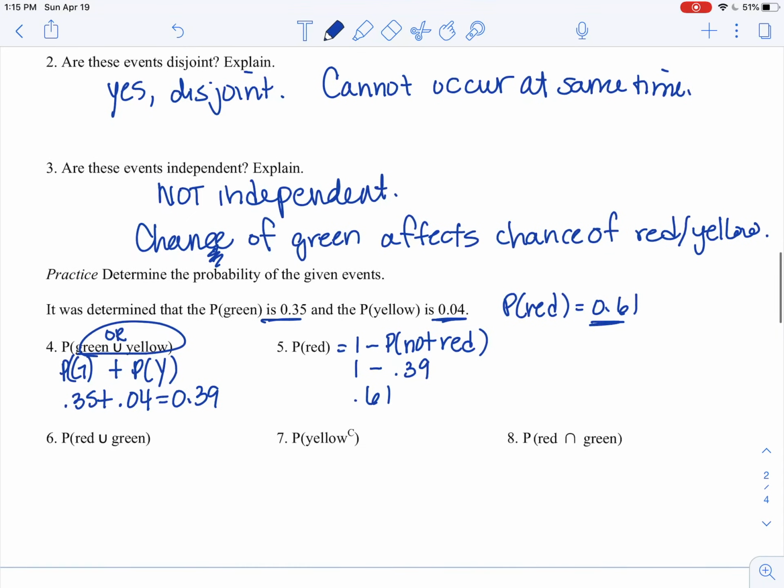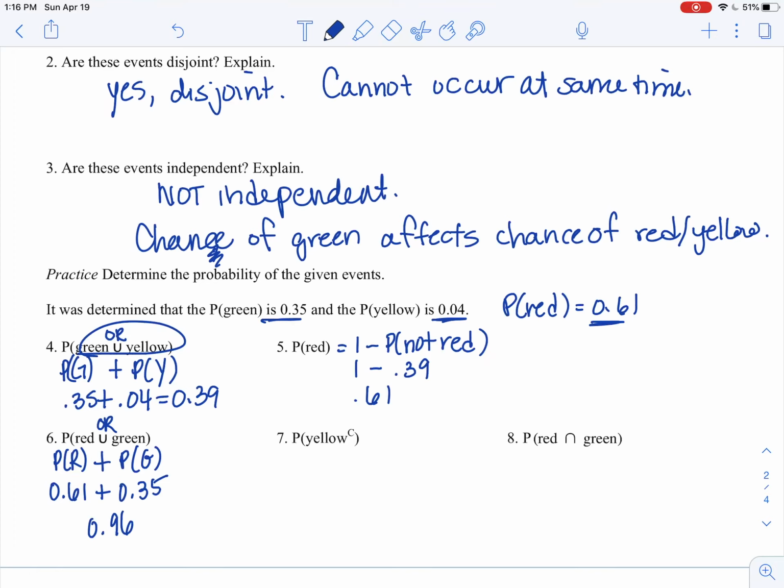Okay, let's do a little more practice with this or. So again, union, the U stands for or. When you see or, I want you to think add. Getting a green or a red can never happen at the same time, so they're disjoint, which means that I can just add the chances of the light being red plus the chances of the light being green together. The chance of the light being red was 0.61. The chance of the light being green was 0.35. So altogether, that comes out to be a probability of 0.96. There's a 96% chance that the light is red or green.